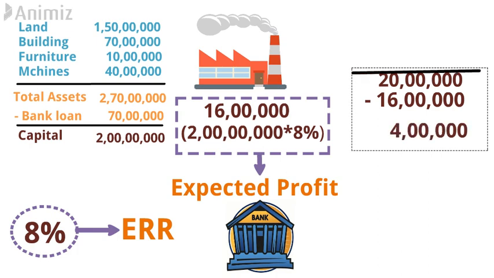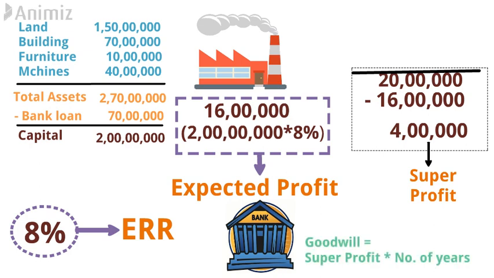So the business is able to earn 4 lakh rupees more than this expected profit. This 4 lakh rupees will be considered as super profit. And the number of years for which the business is going to be able to get this super profit will be considered for goodwill. So goodwill will be super profit into number of years of purchase.